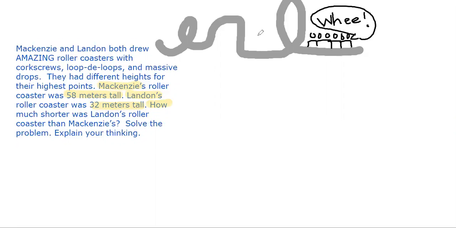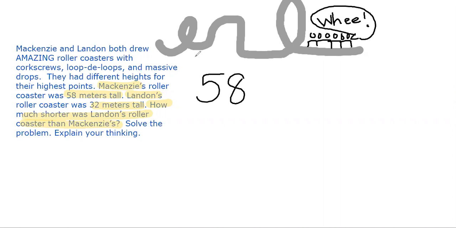My question, how much shorter was Landon's than Mackenzie's, is important. That clue question is asking me to find the difference in the lengths of those roller coasters. Mackenzie's was taller, yes, but it wasn't 58 meters taller because Landon's was 32. So we've got to find the difference in the distance from 32 to 58. To find the difference in two numbers, you got it, we subtract.